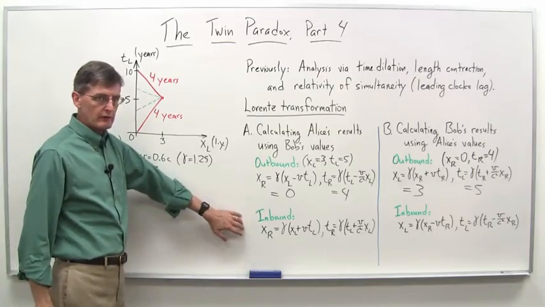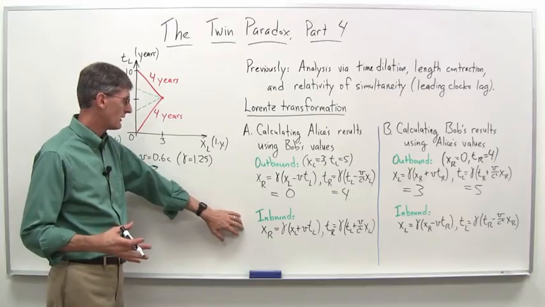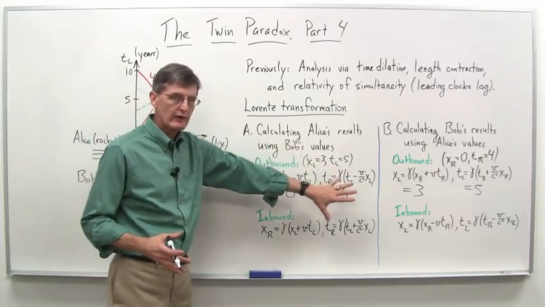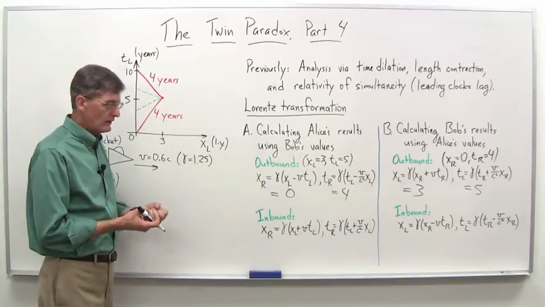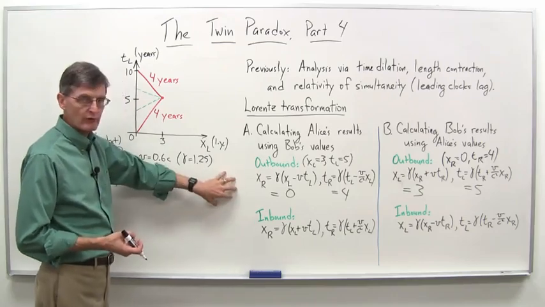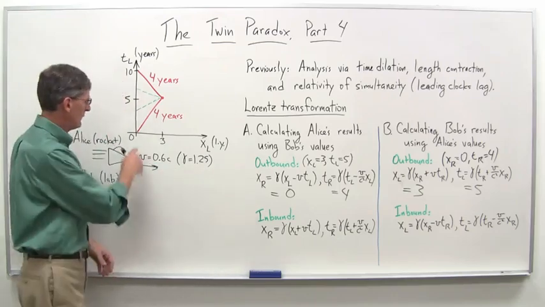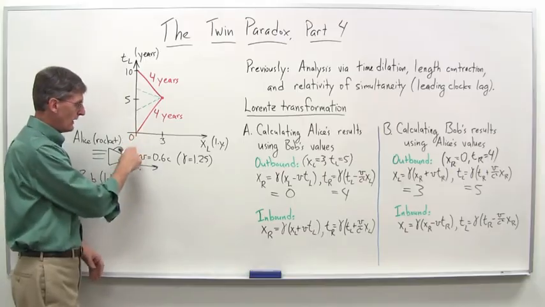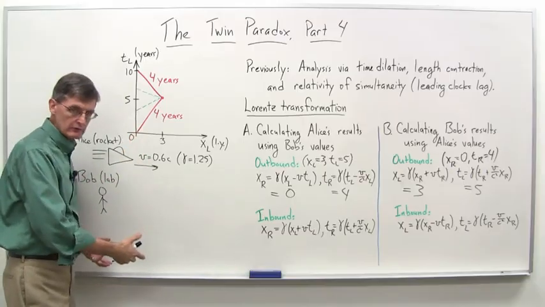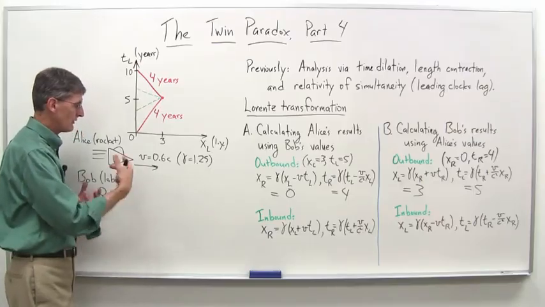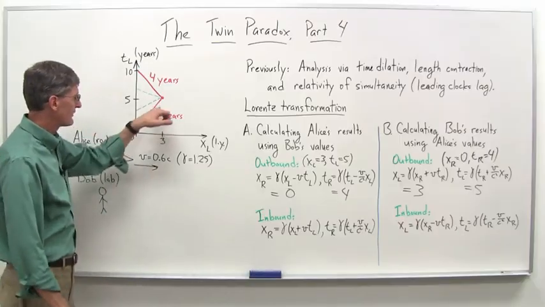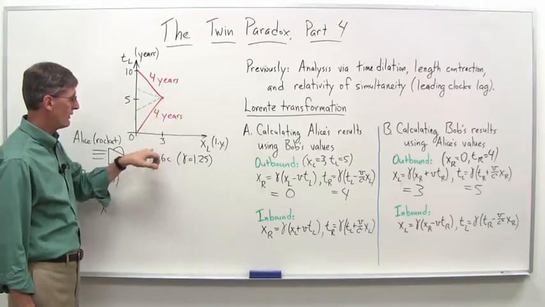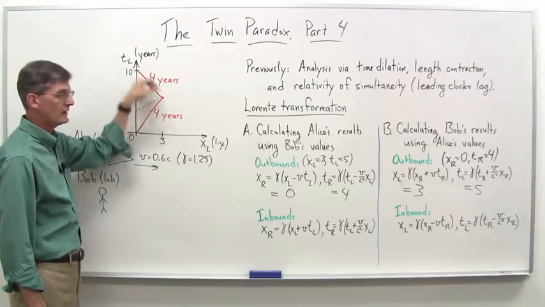Now what about the inbound trip here? We have to be a little careful here because these Lorentz transformation equations apply when the origin is the same for both of them. In other words, when we're starting things at the origin, and at that point Bob's clocks and measurements are at 0, and same thing for Alice's, then these equations apply. In this case, our starting point is out here at the point 3, 5, and we're going back to the left.